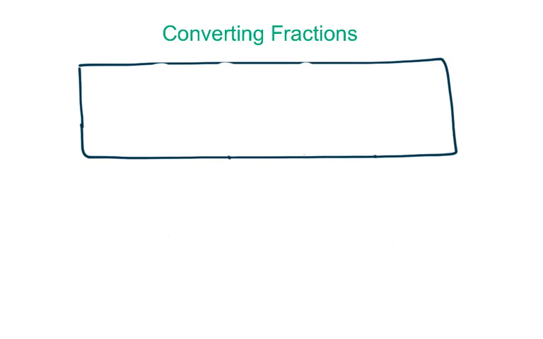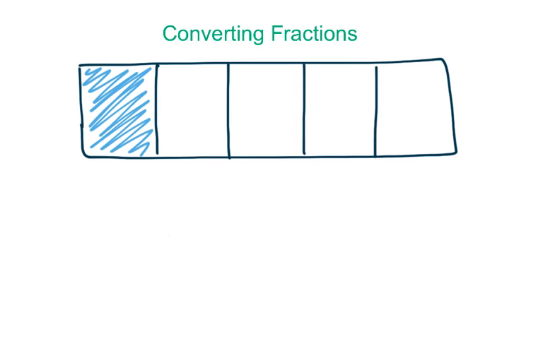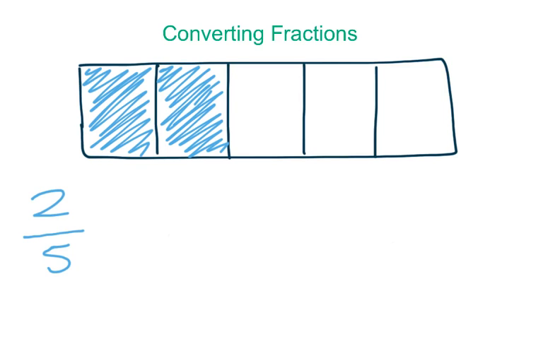So the example that we're going to look at here is a whole, this time cut up into 5 equal pieces, so fifths, and we're going to look at not just 1/5 but 2/5, just to see that it works for multiple fraction pieces. And of course it's recorded as 2/5, and let's see what we can convert this into.